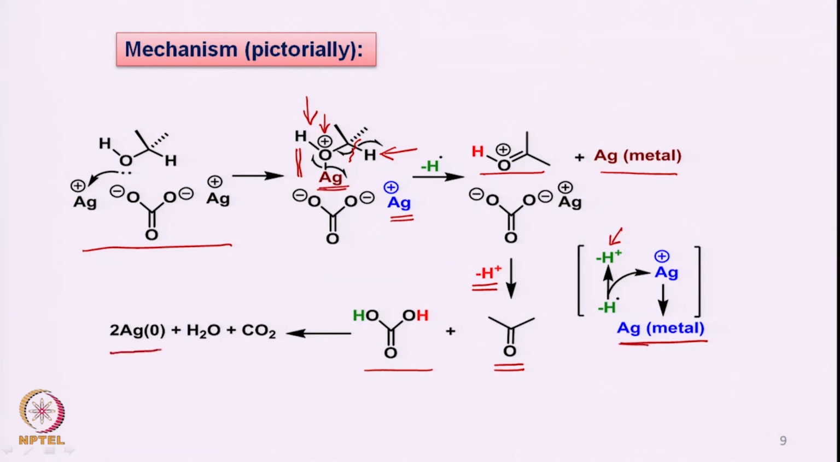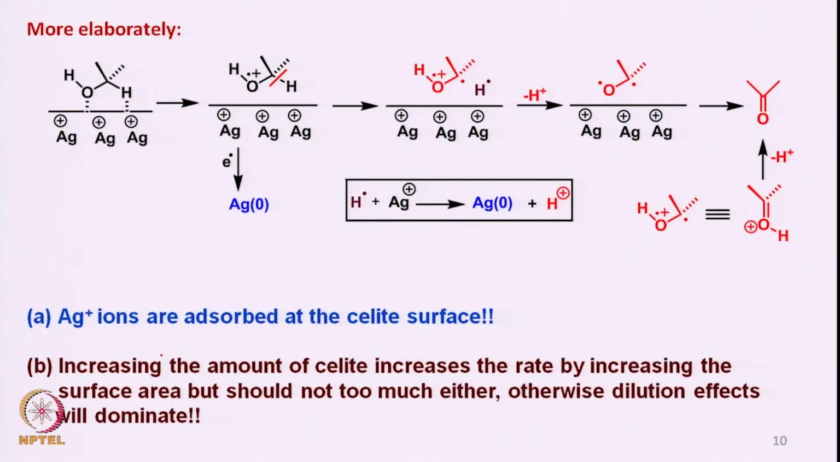That is how there are two silver metals which are released from it. Now we can also see, in a slightly different way, that we have this substrate, which is the alcohol. It is adsorbed onto the surface of the silver carbonate Celite reagent, and then we can think about transferring an electron from the oxygen to the silver plus, forming a silver metal here and this radical cation.